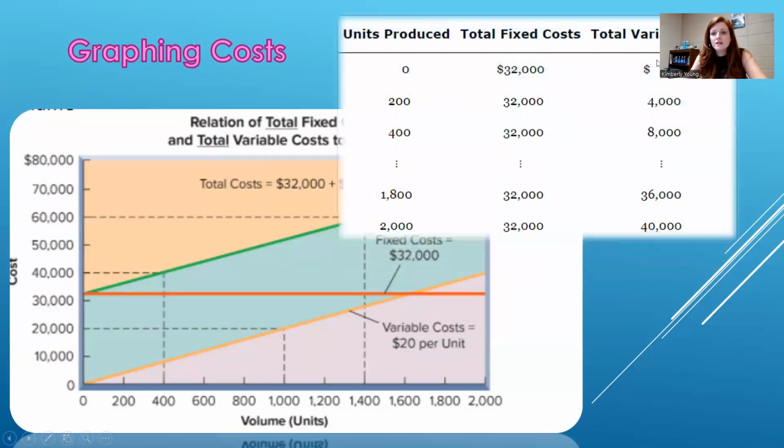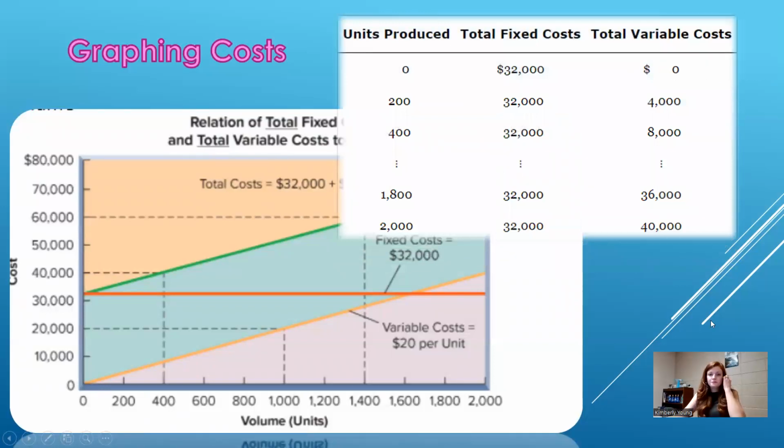So let's look at this little chart here. This is just taking that same information, breaking it down. If we produce 0 units, we still have to pay the $32,000 in fixed costs, but we would have $0 in variable costs. But if we make 2,000 units, we still only have the 32,000, but now we have 40,000 in variable costs since each of those 2,000 units cost us $20.